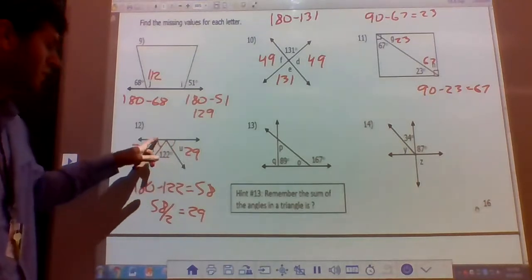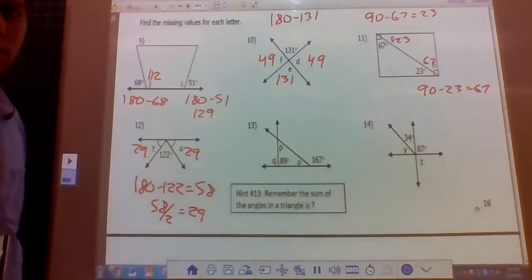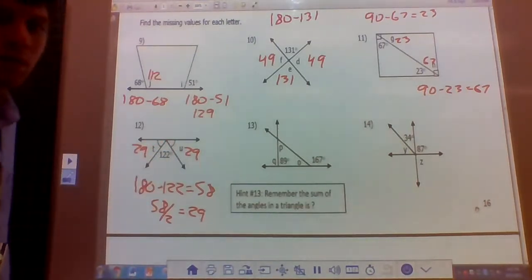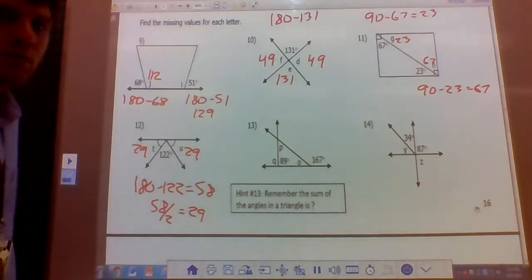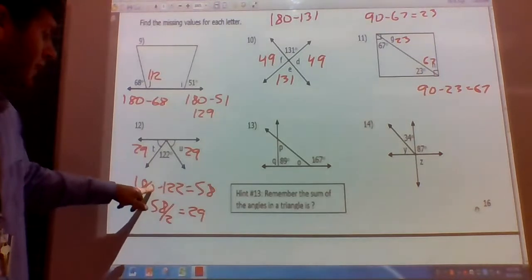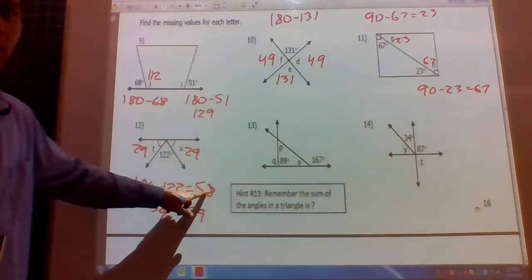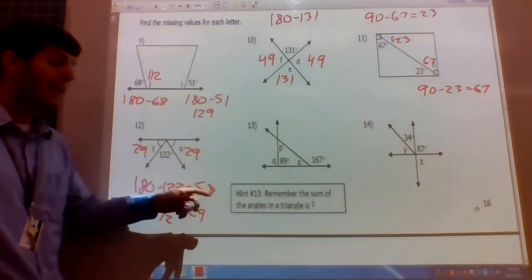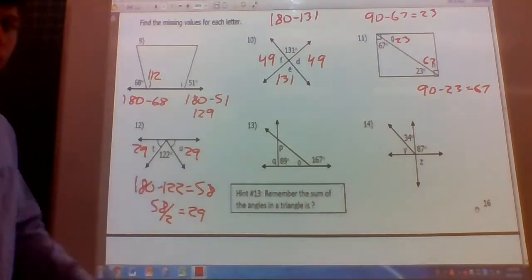We knew they were equal because of these arcs. The arcs tell us that those two angles, angle T and angle U, are congruent. Since they're congruent, their angle measures are the same. And since we knew all three had to add up to 180, we knew these two had to add up to 58. Since they had to add up to 58 and be equal, we could divide by 2.